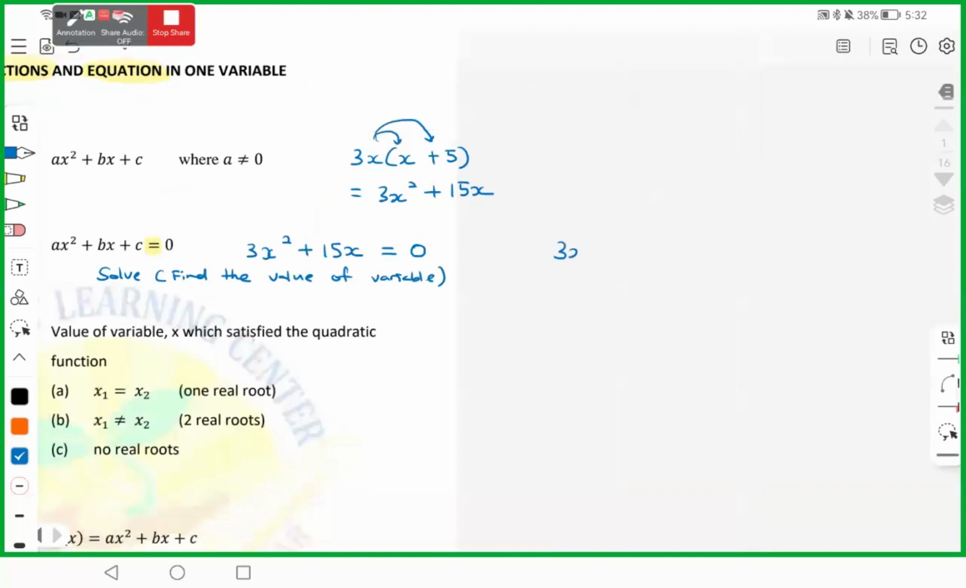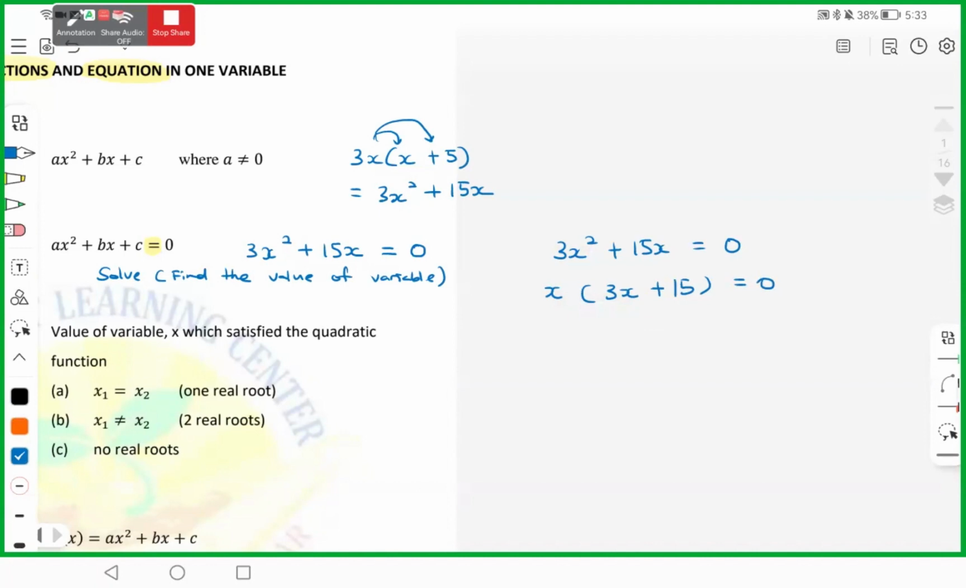A quick one here. Equal to 0, factorize out. So what is the common factor? x, right? Take out the x. Then the common factor is taken out already. The balance we write in the bracket equal to 0. If we times in, we'll get back the same thing. Sorry, this is 15x. So we can double check also here.